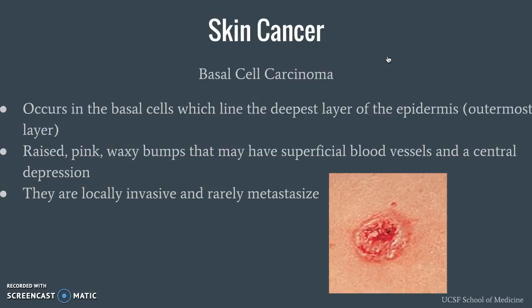Basal cell carcinoma occurs in the basal cells, which line the deepest layer of the epidermis. So it is in the epidermis like the squamous cell, but it's in the outermost layer. You can see by the picture it's raised, pink, waxy bumps, and they can also have superficial blood vessels and a central depression.